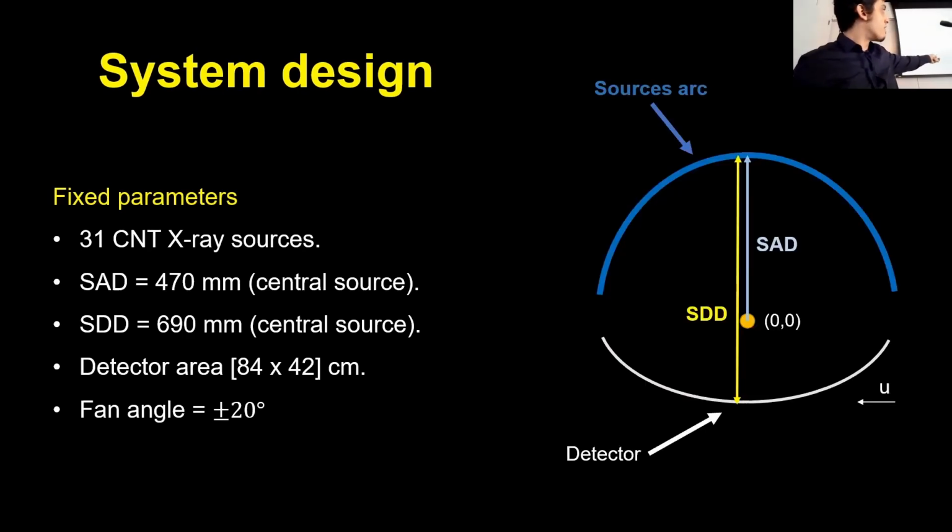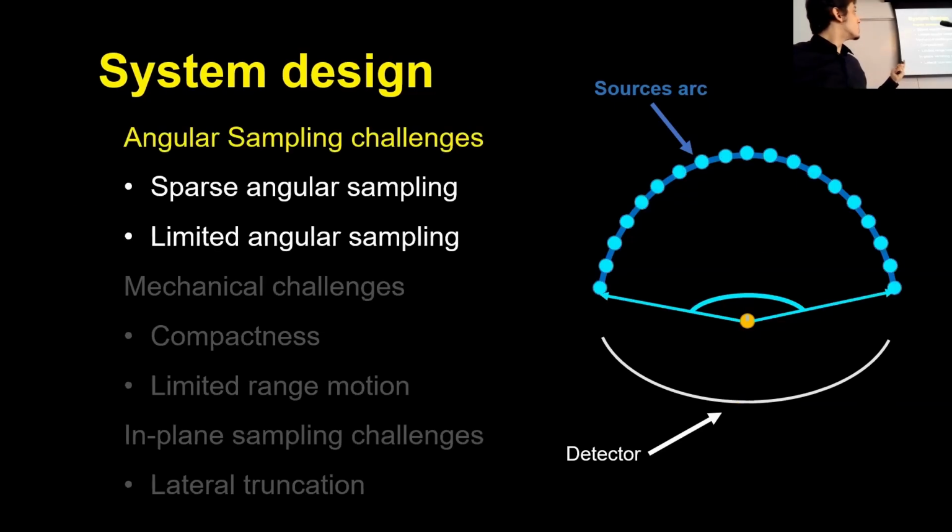We have the U direction of the detector, which is the one with the curvature. For these systems, we have some challenges that we need to address. Some of them are related to angular sampling because we have only 31 sources, which leads to sparse angular sampling problems. And because of the nature of our design, we also have limited angular problems, in which we are not going to be able to have a full angular sampling of the volume.